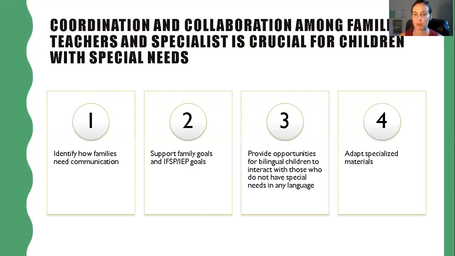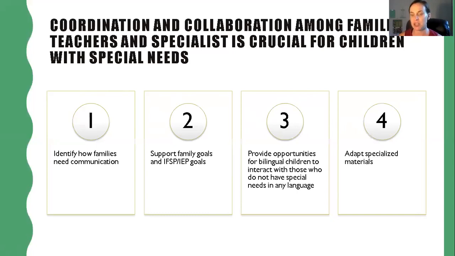Provide opportunities for bilingual children to interact with those who do not have special needs and in any language. So just providing opportunities on the playground, at parks, anything like that, to have a wide variety of peers that you play with who speak a wide variety of languages and have a wide variety of needs will model for that child and will allow that child to be socially integrated.